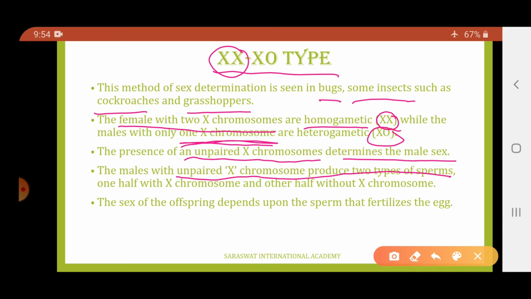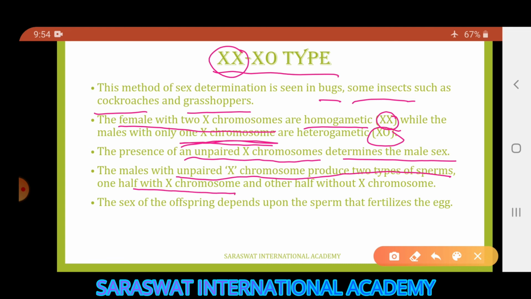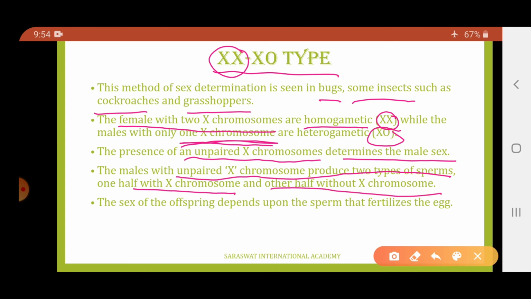As their composition is X0, they will produce two types of gametes. Half of the gametes will contain the X chromosome, whereas half of the gametes will be without the X chromosome. How many types of gametes are produced by males? Two. One condition is where it will have the X chromosome, and the other condition where the gametes won't have the X chromosome.